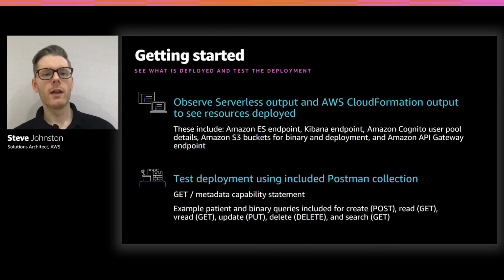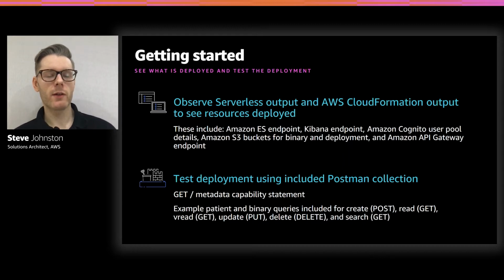Okay. So once you've run the installation, go and have a look at the output. You'll find that from serverless, which will come up in your terminal, but you'll also find it from the CloudFormation output. So if you look through the console at the CloudFormation output, it's going to show you all of the AWS resources that have been deployed.